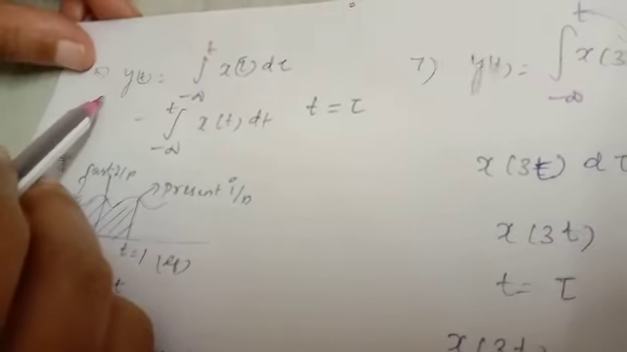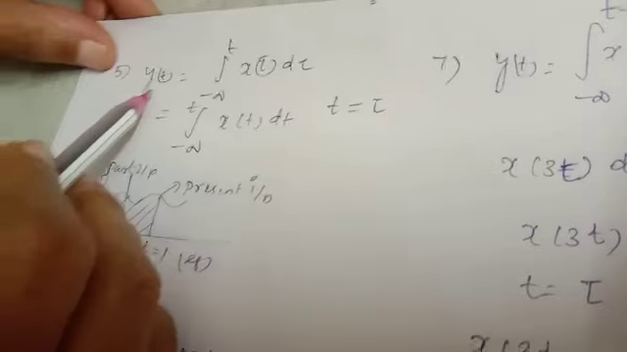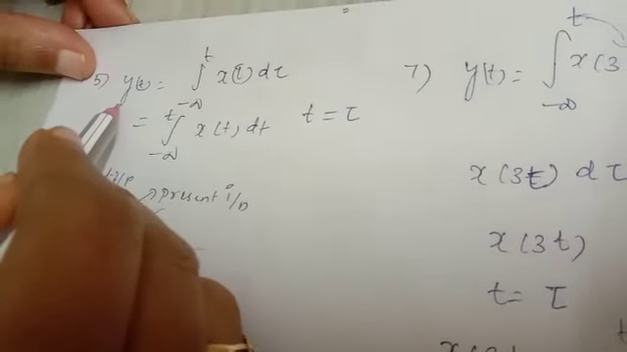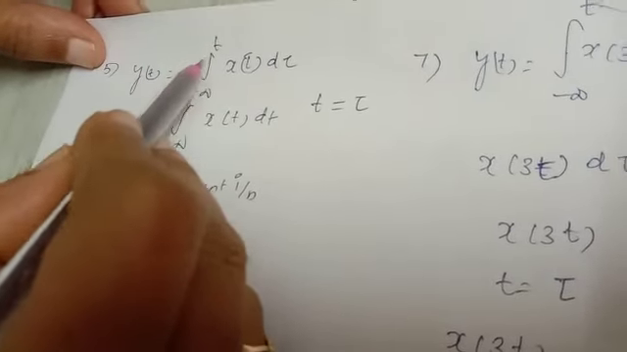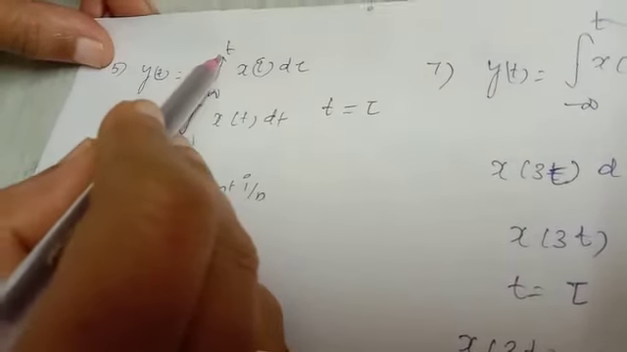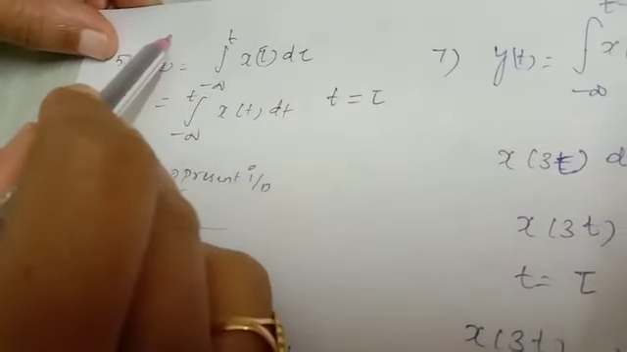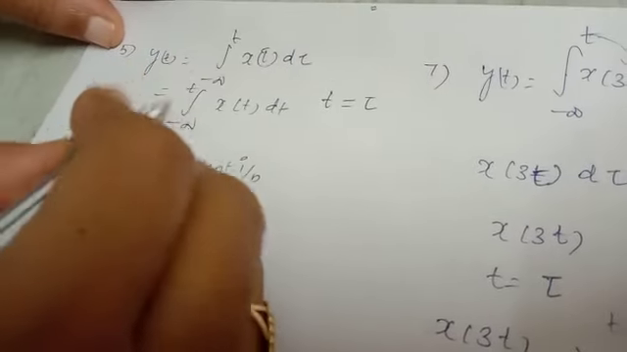We will move on to the fifth sum, which is totally different, dealing with integration, checking for the causal or non-causal property of the system. y of t equal to the integration from minus infinity to t of x of tau d tau. Check for the system property, causal or non-causal.